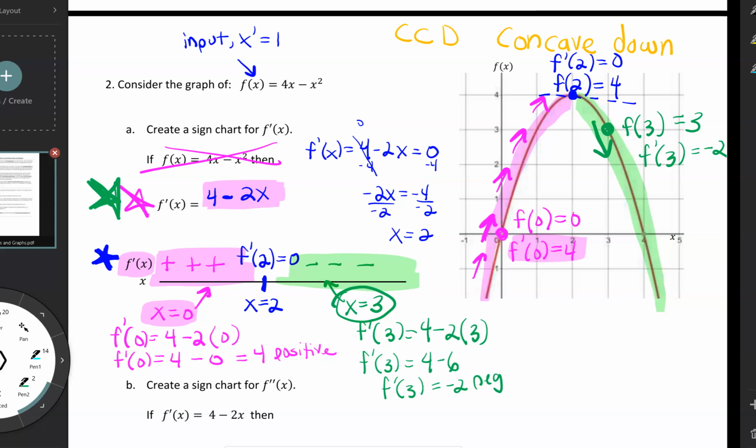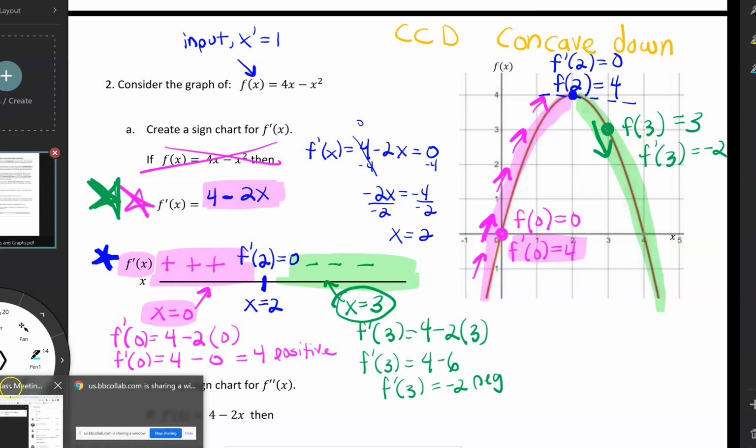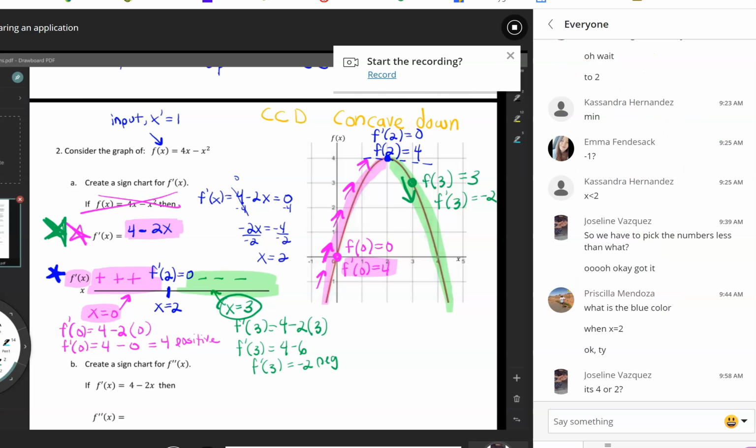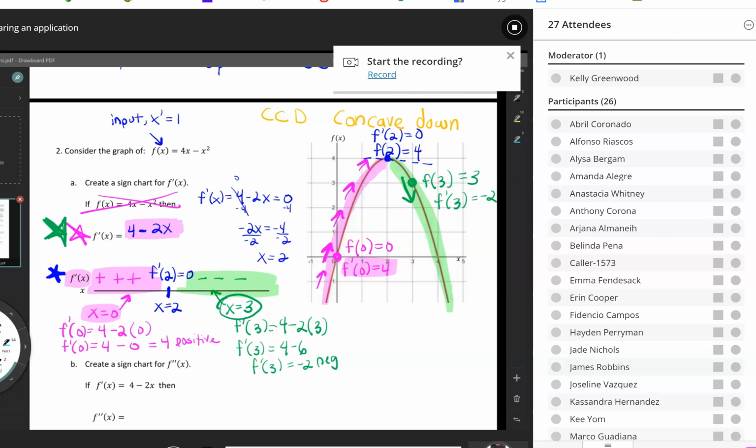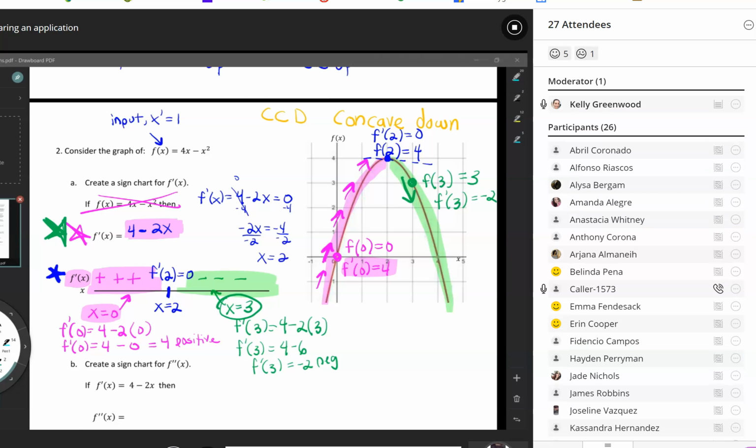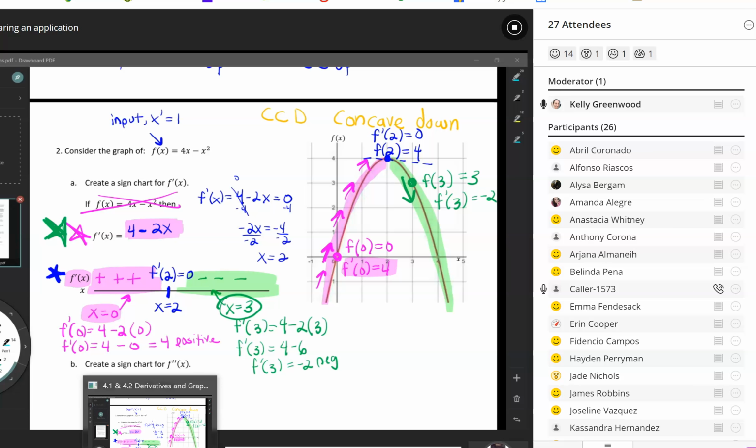So show me a status. How are you feeling about that first derivative sign chart now? Okay, cool. So now let's do our second derivative.